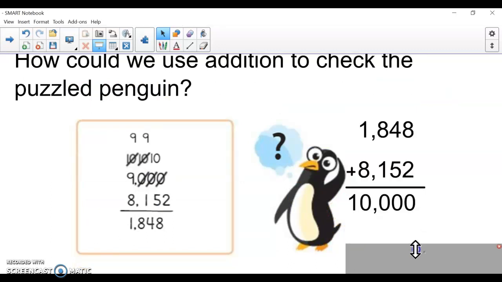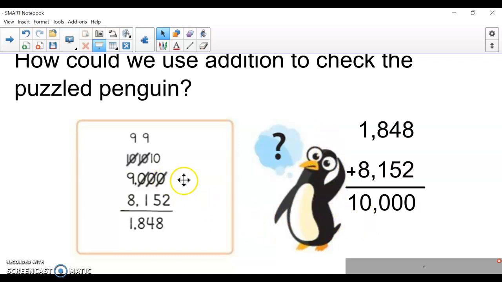Okay, so if we flip it, like I said, we take our difference, what we came up with as our answer. So we take our answer in our subtraction problem, 1,848, that's what the puzzled penguin came up with. And we're going to add 8,152. We should get 9,000 because they're inverse operations. Well, when I added it, we got 10,000.